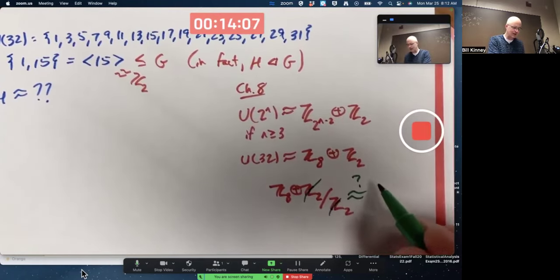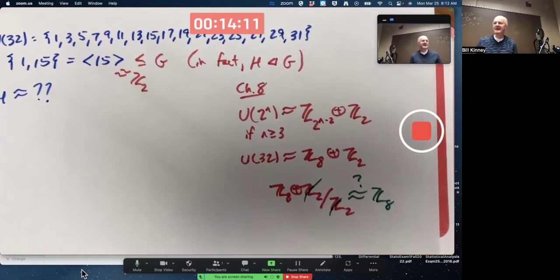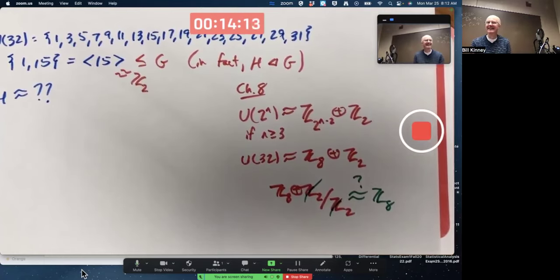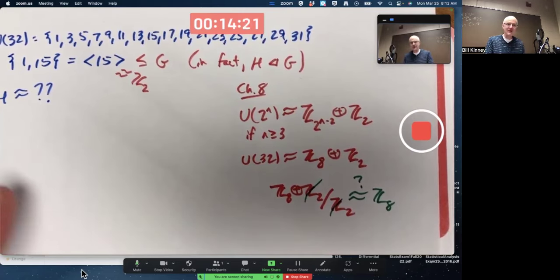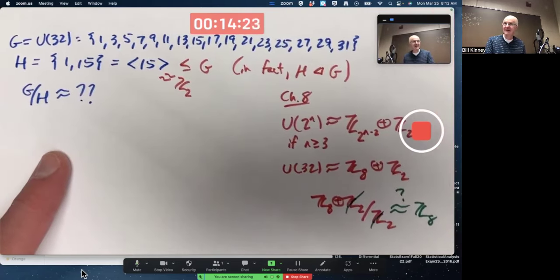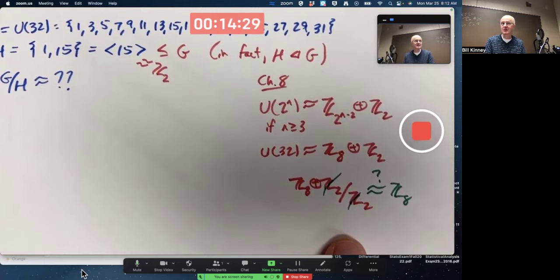I'll put a big question mark here. Maybe it is, maybe it's not. You might hope that's true. Maybe that would justify the fraction notation. I suppose if we do not get Z8 here, that would imply this is not possible in general, though maybe it's possible in some circumstances. Okay, that's not so clear.